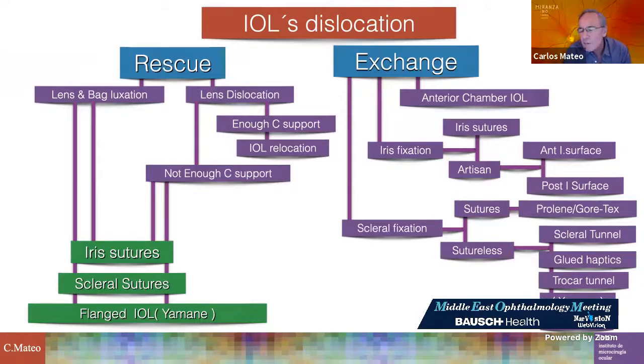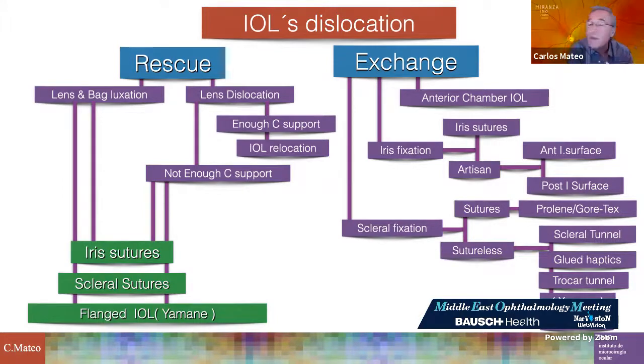When you face a patient with a dislocated IOL, you have two main ways to deal with it. One is to rescue the same lens the patient has, or to exchange. My colleagues are experts and they are going to speak about exchange, and there are so many possibilities: you have anterior chamber IOLs, iris fixation with sutures, without sutures, scleral fixation with sutures, sutureless, with special lenses, Carlevale lens, etc. But I'm going to speak about rescuing lenses.